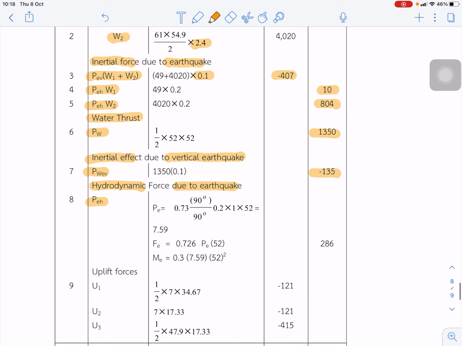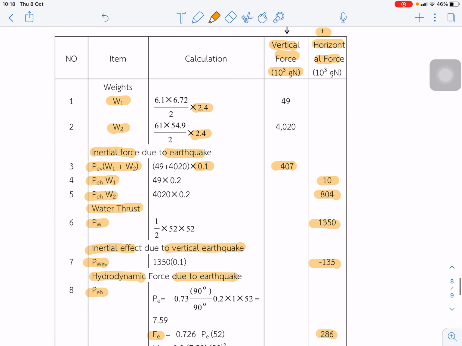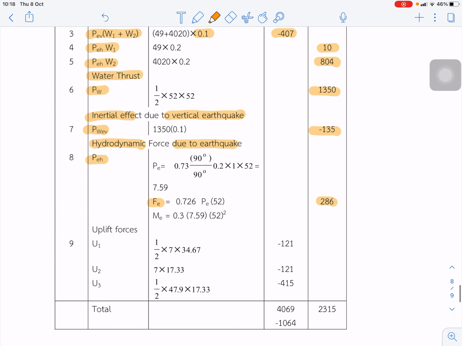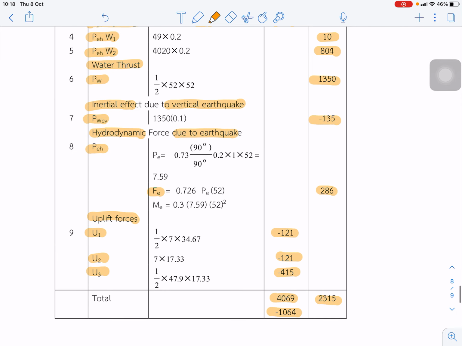So we can find FE equal to 286, in the downstream direction, positive. And then the uplift forces U1, U2, U3 are in the vertical direction, so all have a negative sign. And if we combine the forces, the downward force is about 4,069, and the vertical force is 1,064. Okay, that is the summation; the horizontal force is 2,315.